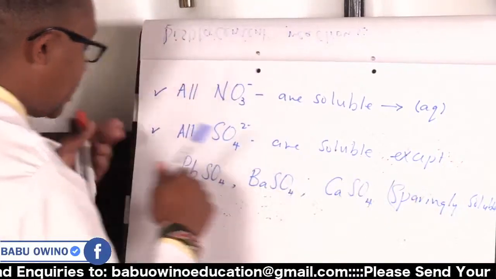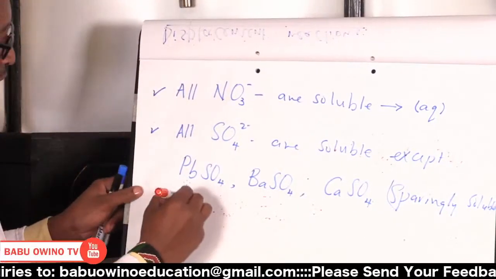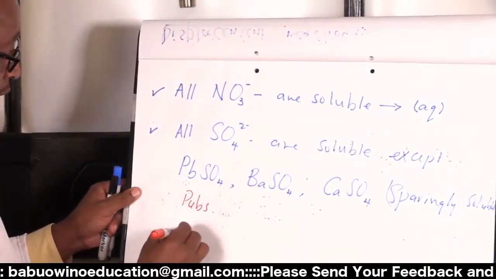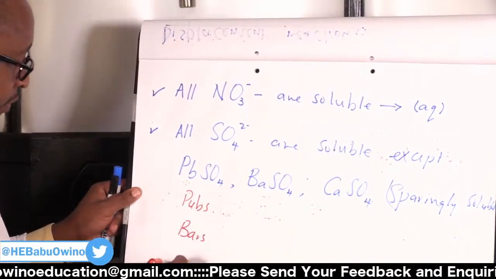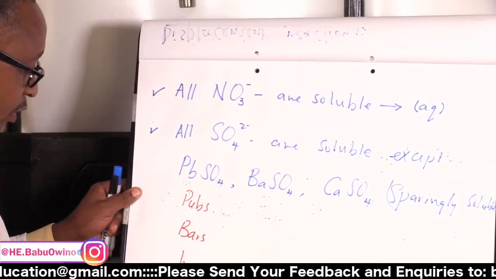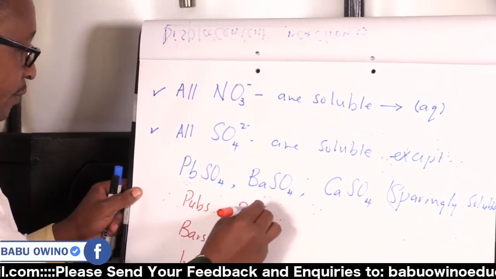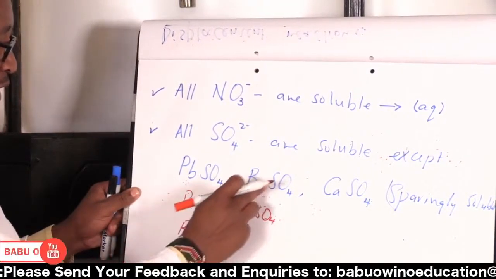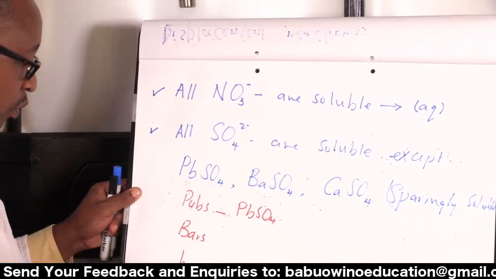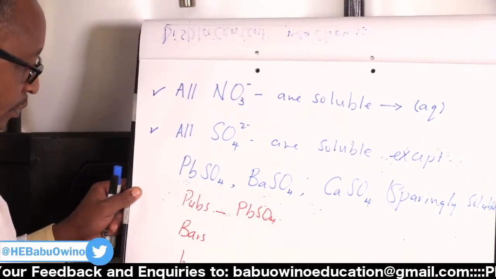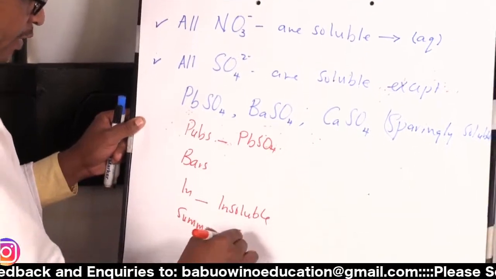And we say in this case, pubs and bars in summer. This is something to help you remember this. So this is lead sulfate. This is barium sulfate, insoluble. And these are the sulfates.